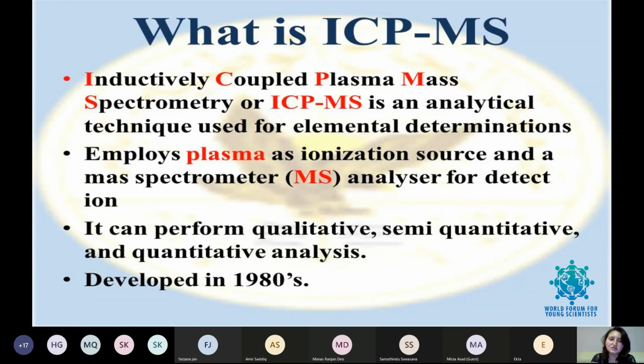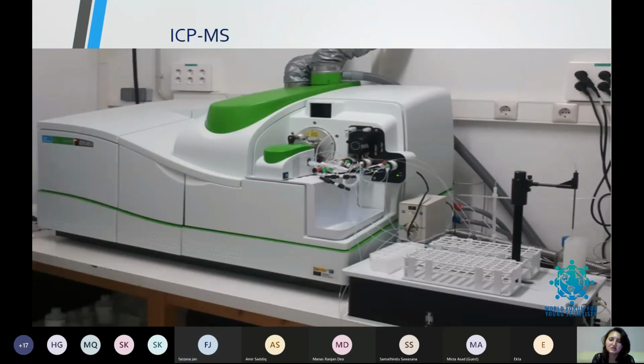Also, it can perform qualitative, semi-qualitative, and quantitative analysis. And this method was developed in 1980. Yeah. So this is our ICP-MS. Using this instrument, I performed my work.